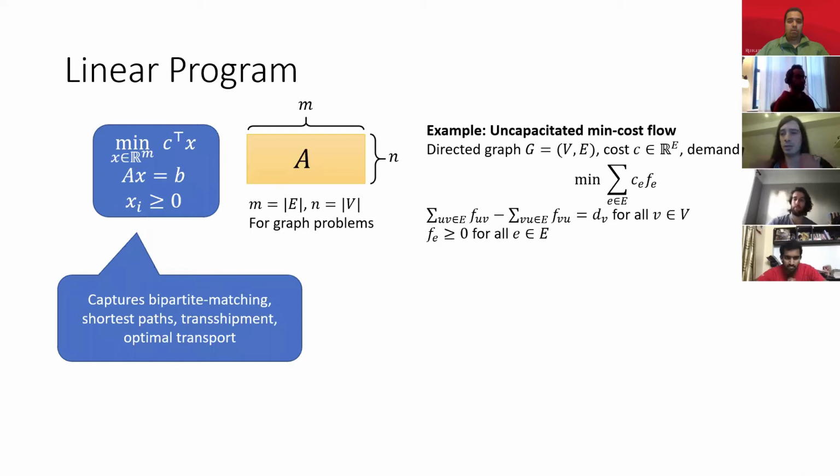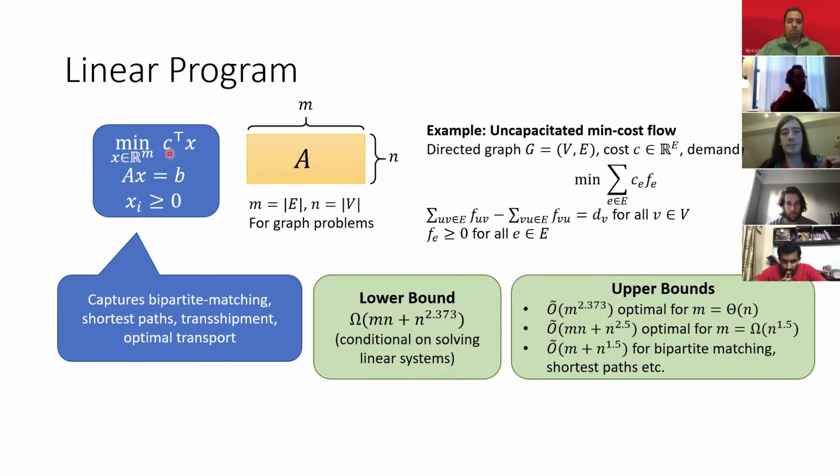But I'm not just going to talk about graph applications, also general linear programs. So let's briefly look at what type of upper and lower bounds exist. On one hand, we have these linear constraints, right? This is a linear system that has to be solved just to find any vector X that satisfies this. So we have to solve a linear system, which gives this conditional lower bound: we have to read the input matrix, which is of size m by n, plus we need to solve a linear system, which currently needs something like n to the 2.373 time. So this is the conditional lower bound for solving linear programs.